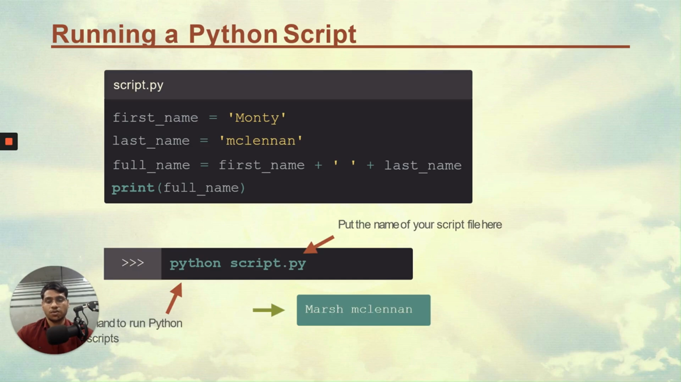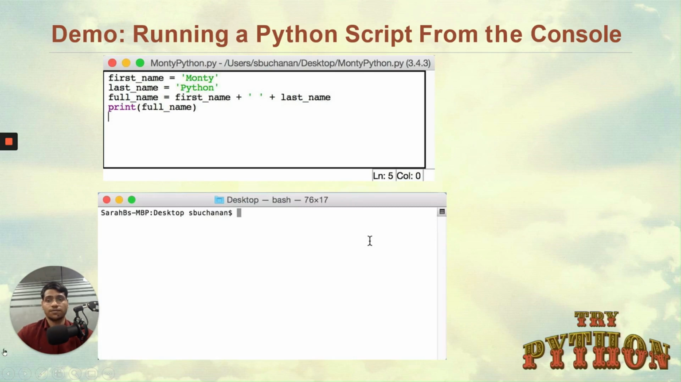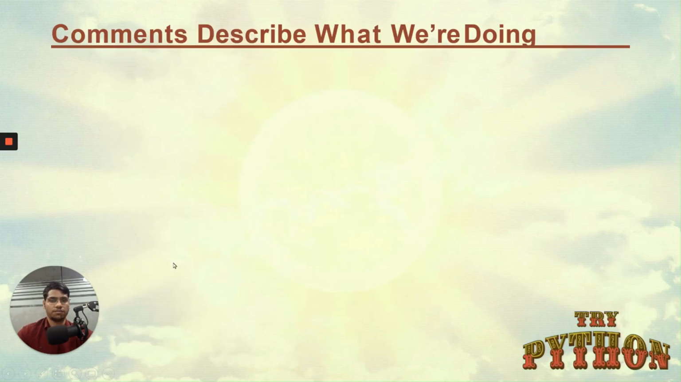Running a Python script. If you wish to run the Python script, you just have to write python space file name. In this case, the file name is script.py. So if I run this code, I'll see this output. This is how it will look. I just have to write the code and it will run.